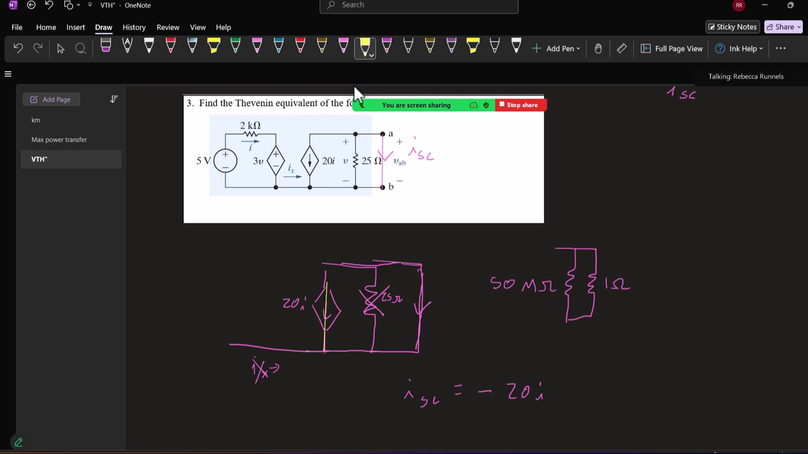None of it is going to the left. We already know that. It's all going to the right, and it's going up. I short circuit is labeled going down. So it's going to be the negative of 20I. Okay.